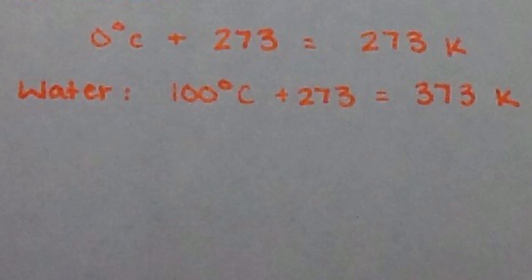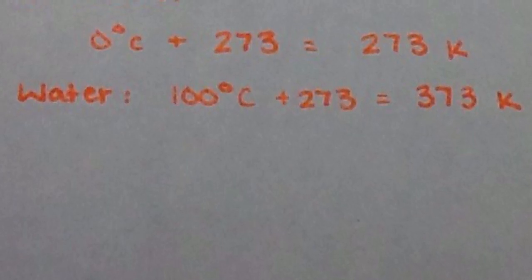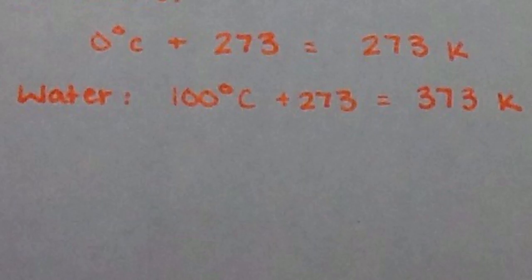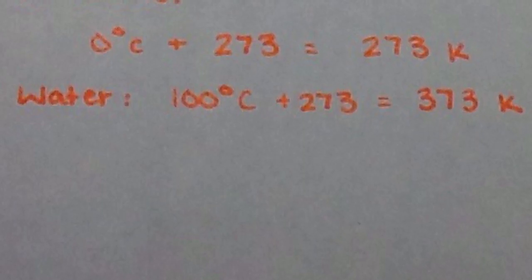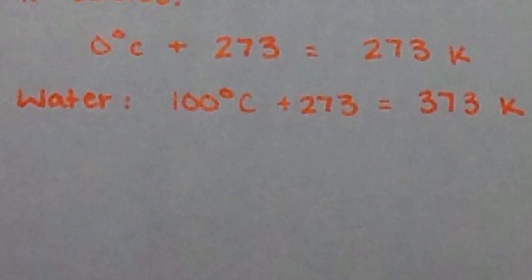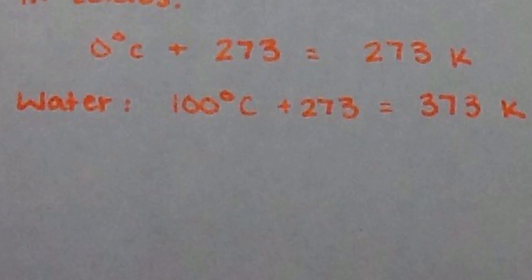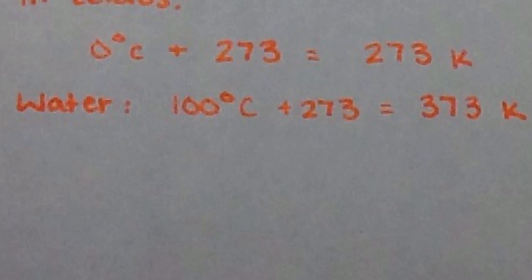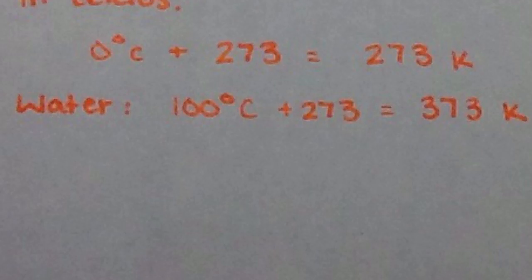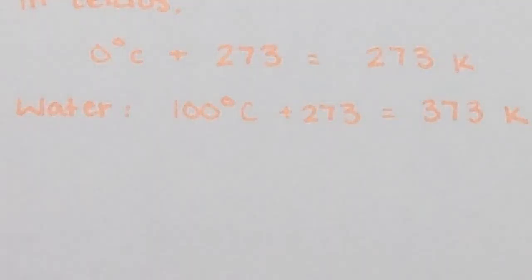Let's look at an example. Water at its freezing point is 0 degrees Celsius. So if we want to know what that is in Kelvin, we have to add 273 to it. That makes it 273 Kelvin. Water, at its boiling point, is 100 degrees Celsius, so if we add 273 to that, it becomes 373 Kelvin.